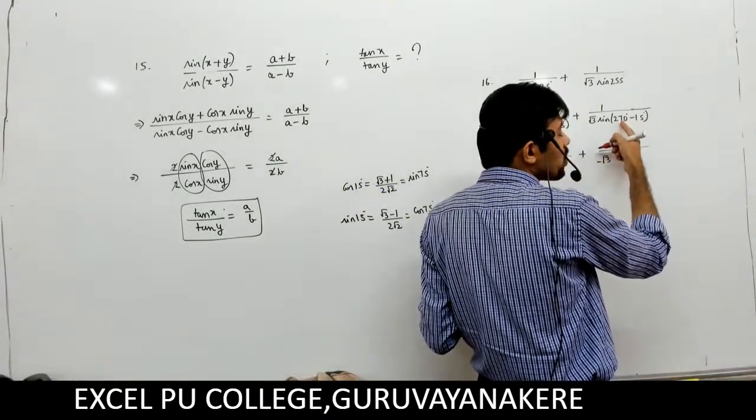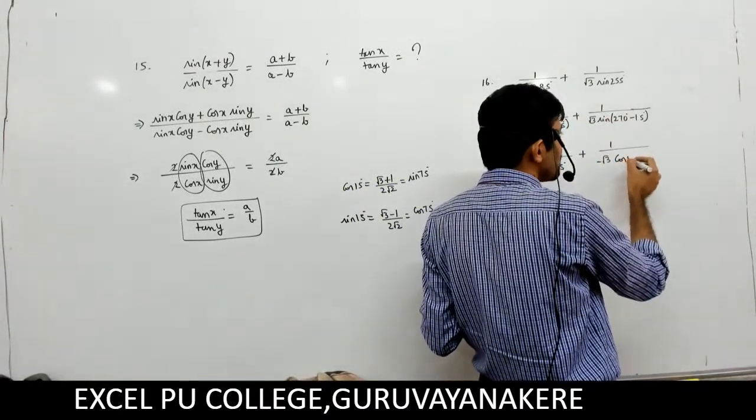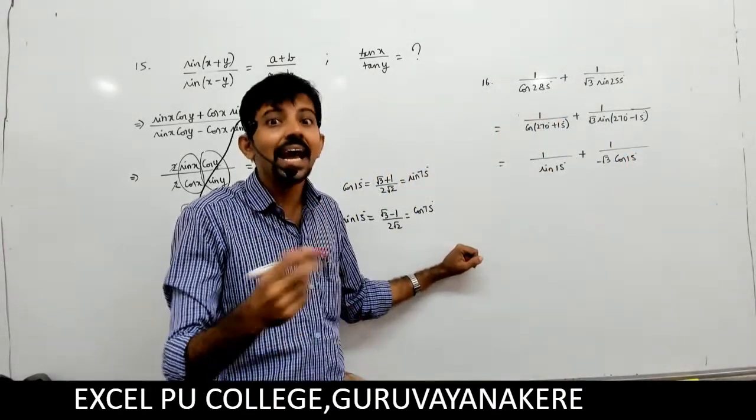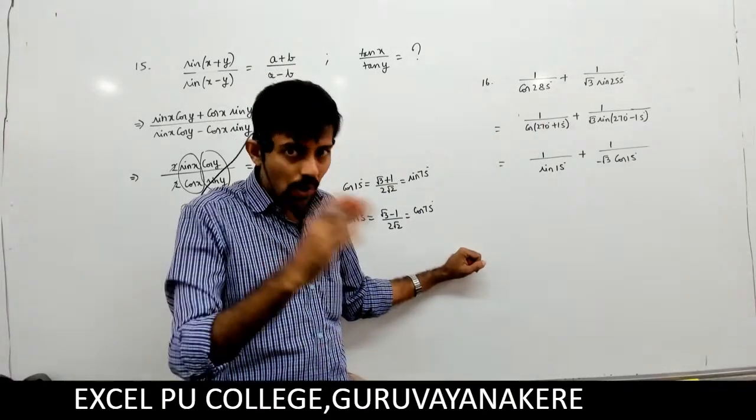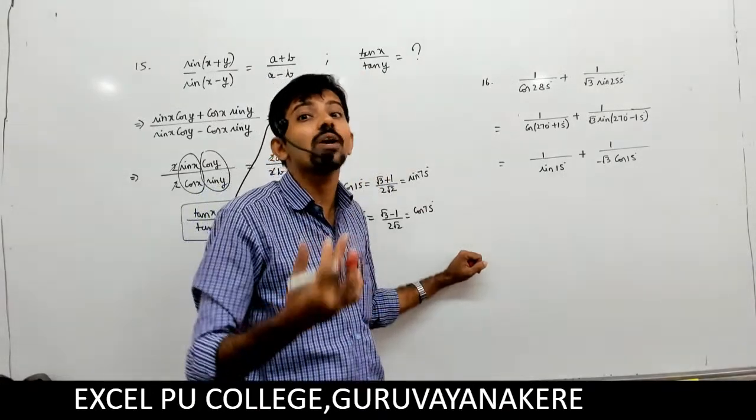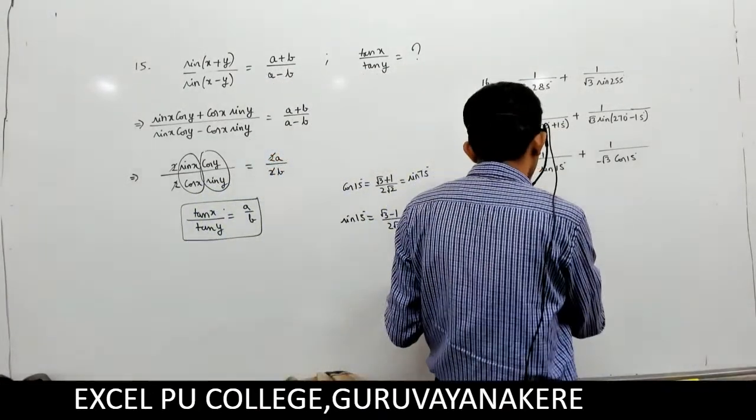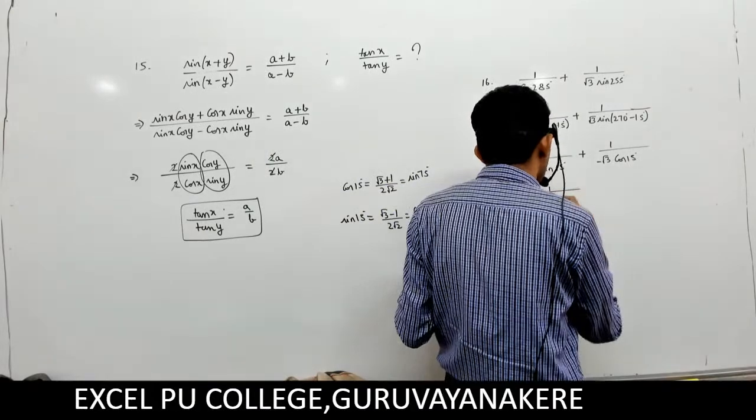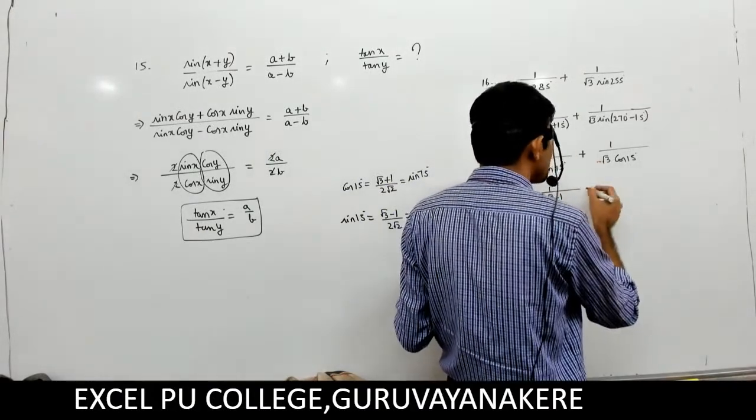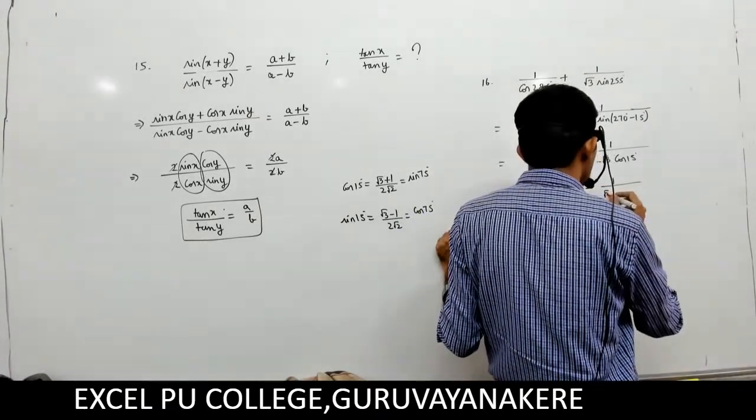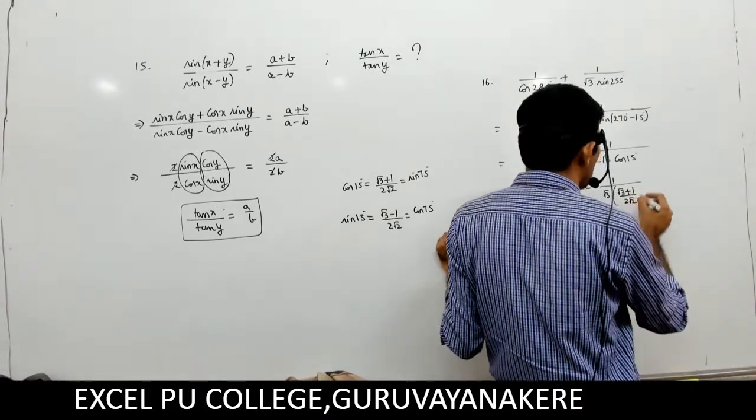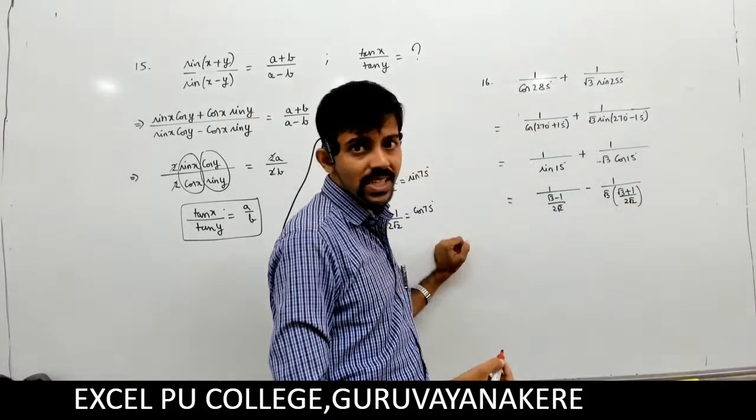270 is co-function; the co-function of cos is sin. For 90 and 270, you write the corresponding co-function. For 180 and 360, you write the same function. Remember that. Sin 15 degree is root 3 minus 1 by 2 root 2. Substitute the value: 1 by sin 15, minus 1 by root 3 into cos 15 degrees, root 3 plus 1 by 2 root 2. Substitute the values of sin 15 and cos 15. Is that clear?